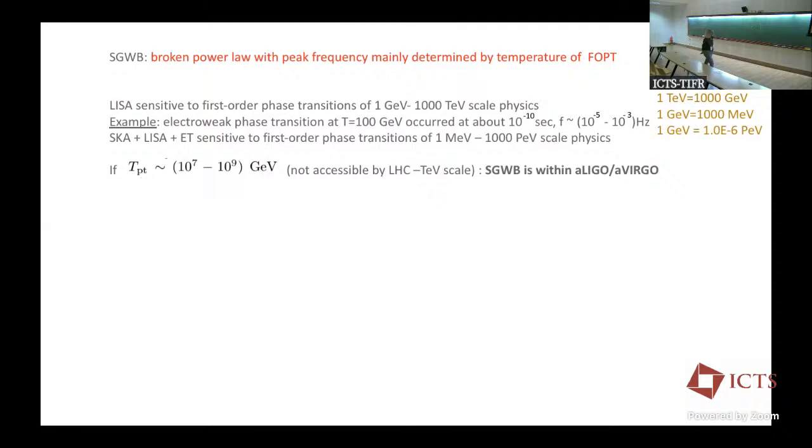SKA, LISA, and the Einstein Telescope will be sensitive to first-order phase transitions at around 1 MeV to 1,000 PeV scale physics. However, if the phase transition is between 10^7 and 10^9 GeV, then you are within the detectability of LIGO-Virgo-KAGRA, and you could get some kind of test of physics beyond the standard model at an energy scale which cannot be reached by the LHC.